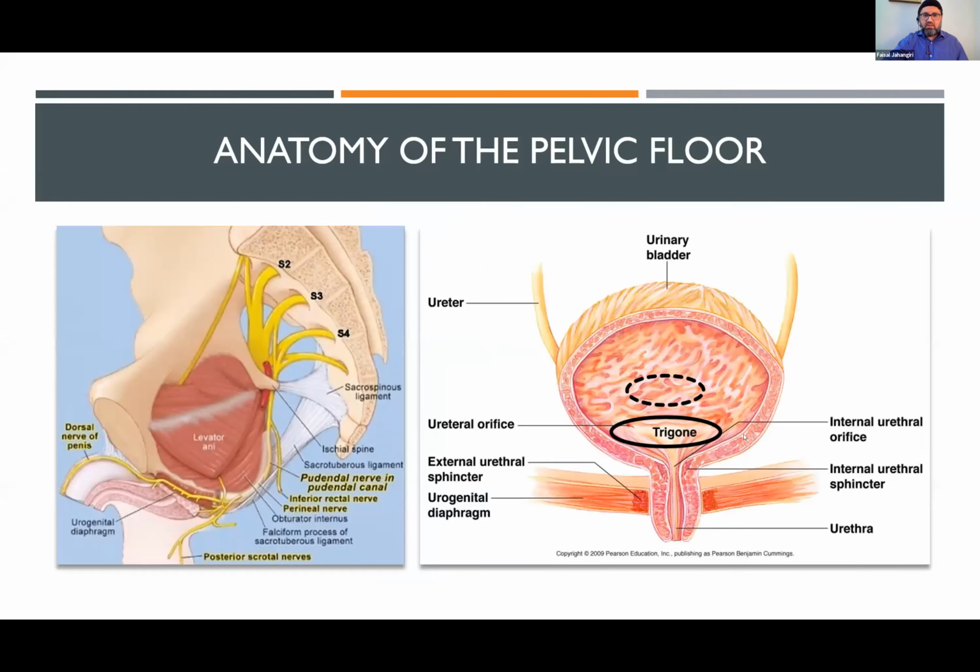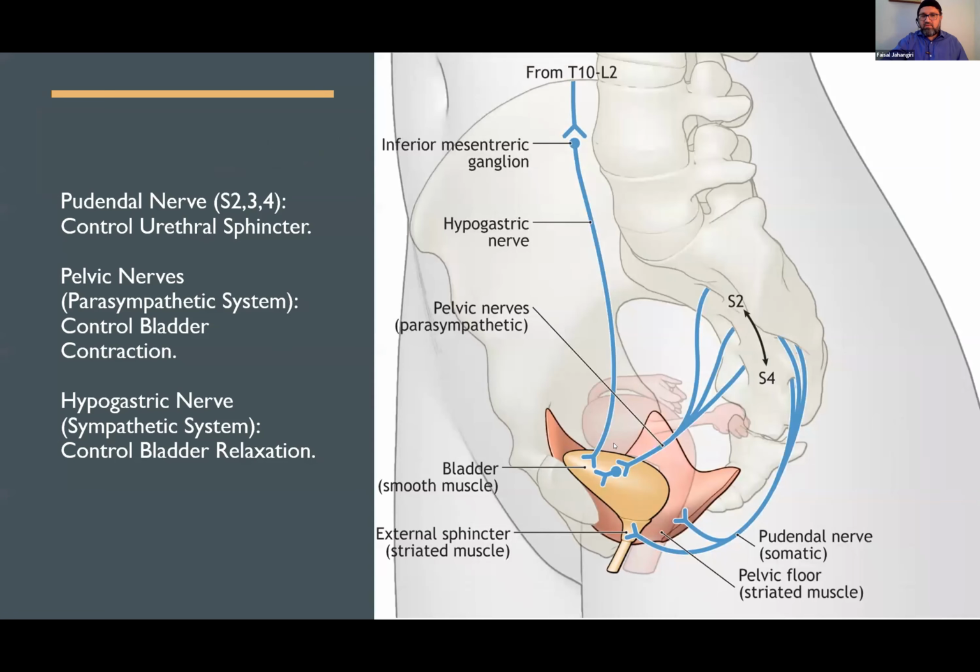So looking at the anatomy of the pelvic floor, we have the urinary bladder, and the bladder has a smooth muscle wall, and the trigone is the area where the bladder meets the ureter. And we have the internal urethral sphincter and external urethral sphincter. So the pudendal nerve is the main nerve supplying those areas for controlling the urethral sphincter. It originates from S2, S3, S4, and very occasionally it also originates from S1.